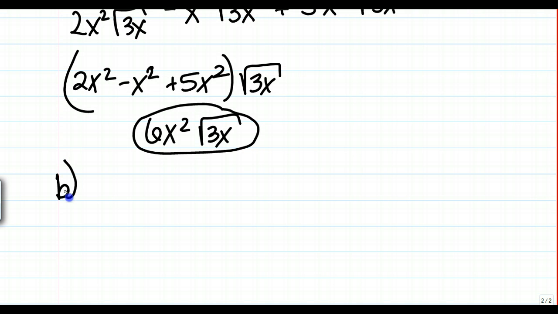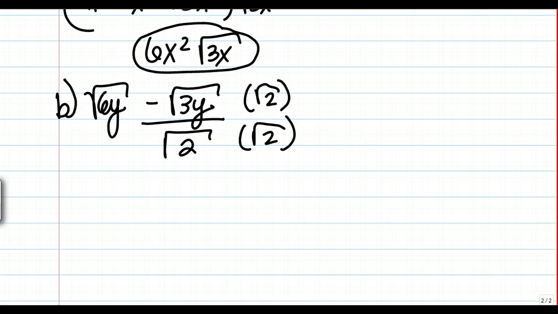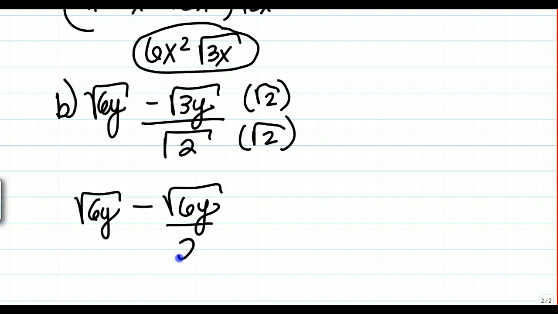Last one, B. I have the square root of 6y minus the square root of 3y over square root of 2. We know we can't have a square root in the denominator, so we have to multiply by radical 2 to the top and the bottom. So I still have my 6y here, and then I'm going to subtract. Here I have, remember when you're multiplying the inside of the radicals, so it's 3 times 2 is 6y. 2 times 2 is 4, square root of 4 is 2.